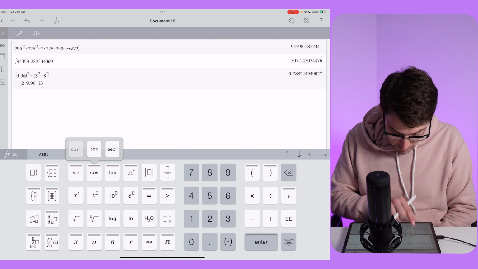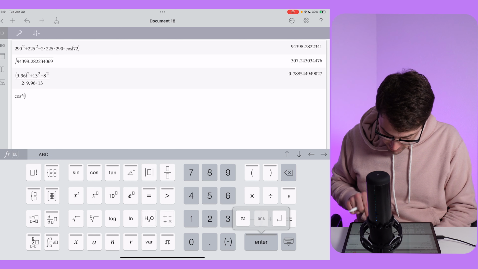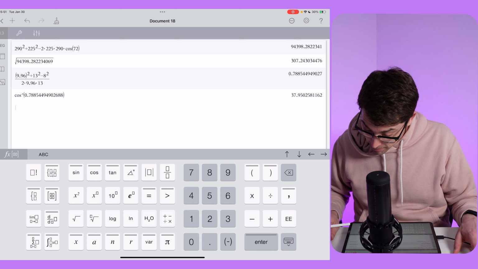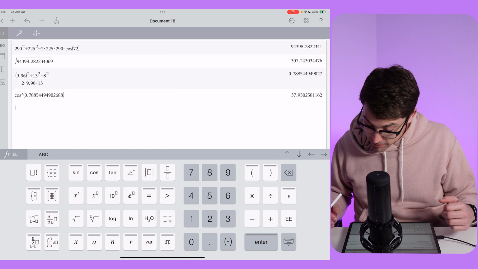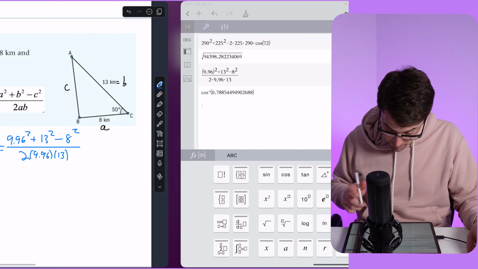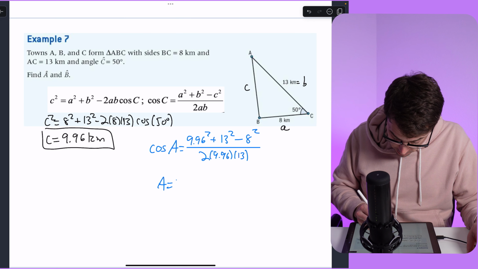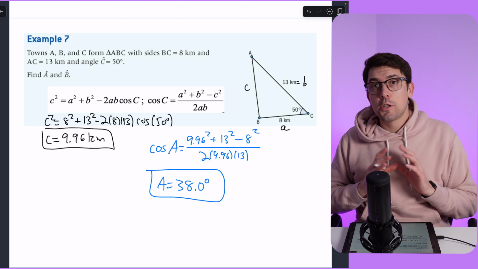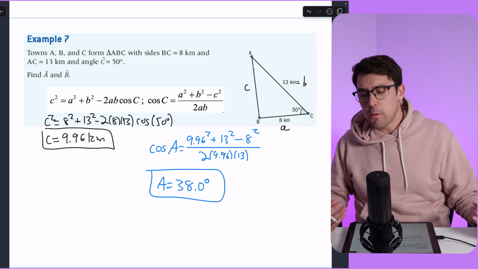So I can go ahead here to the inverse cosine of my answer, and I'll get 37.95. And again, I want to do 3 significant figures, so I'll go ahead and say that it is 38.0. So A is equal to 38.0 degrees. Okay. So now you might be thinking, do I have to use the cosine rule again?